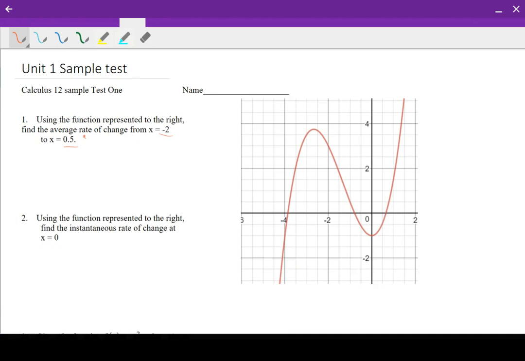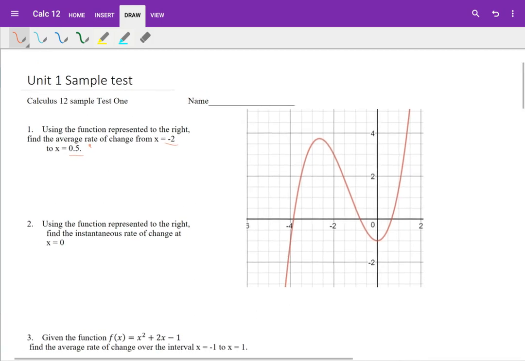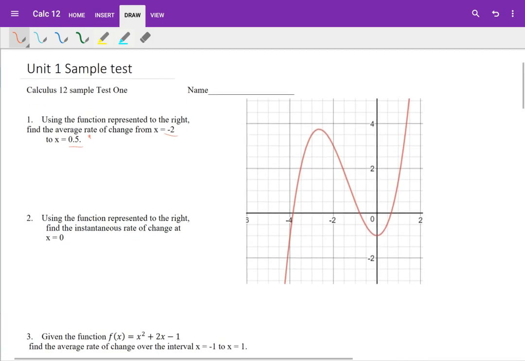Sorry, 0.5. And so in order to figure out an average rate of change, what we're going to want to do is go over here to 0.5 and draw a little dot, this being 1. And -2, we're also going to want to draw a dot here.